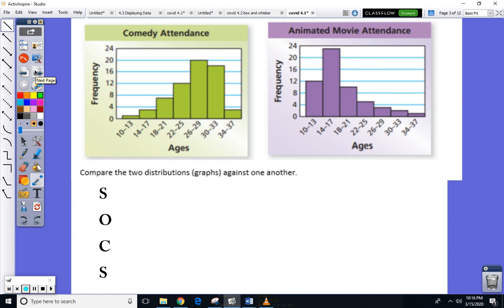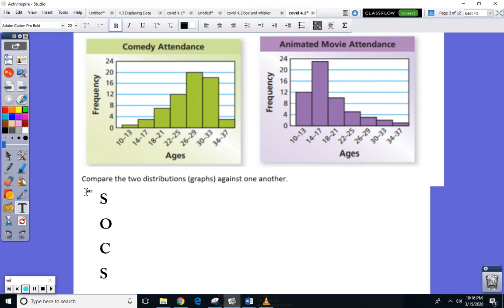Alright, let's compare these. So on your worksheet, what I'd like for you guys to do is to kind of draw a generic version of this if you haven't had it printed. And I want you to compare SOCS on it. If you remember what SOCS is, the things that we're going to compare are shape, outlier, center, and spread. So we're going to compare shape, outlier, center, and spread.